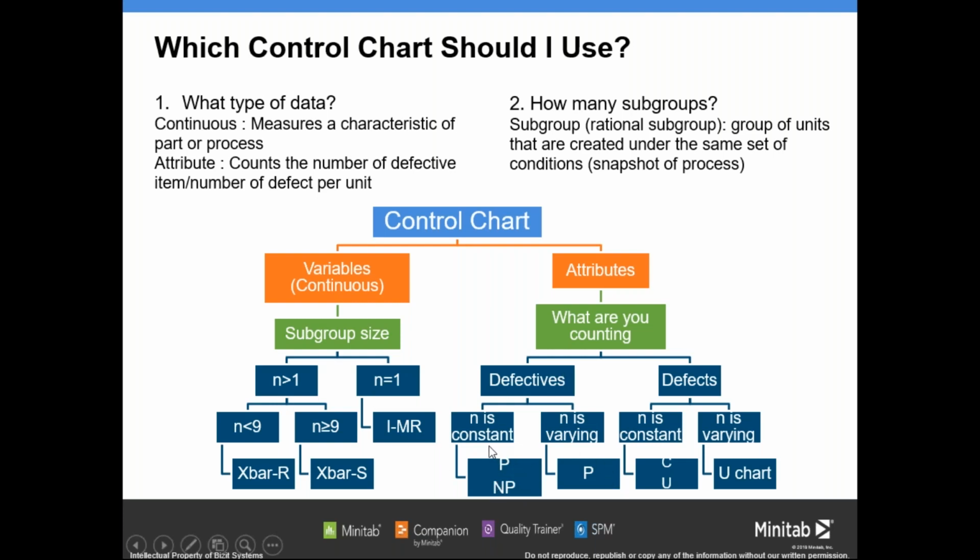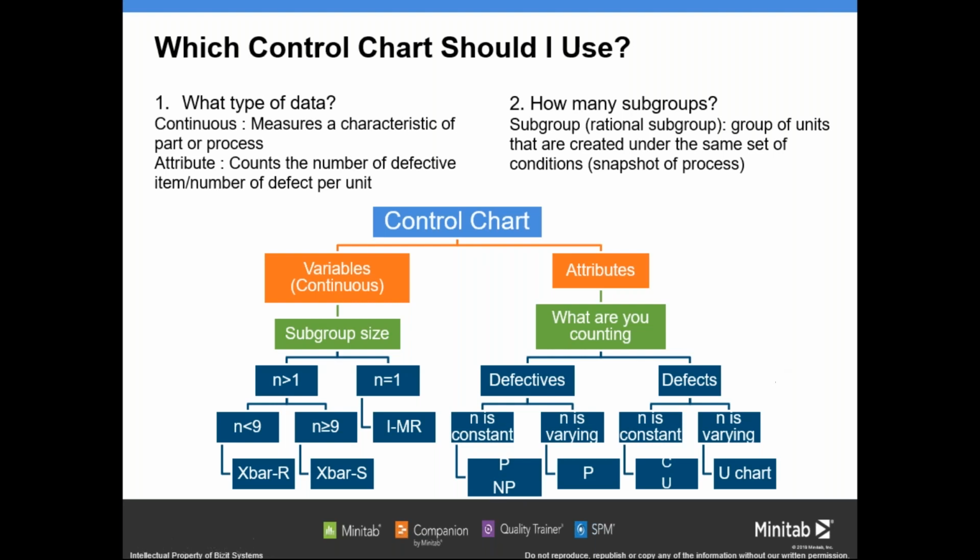So if the subgroup size is constant, go for the NP chart. If it is varying, say the first time 100, second time maybe 200, based on your demand, you can go for the P chart. Or if you have defects per unit, you can go for the C chart or the U chart. The C chart is for constant, and the U chart is for varying subgroup size. This one we call the basic control chart.